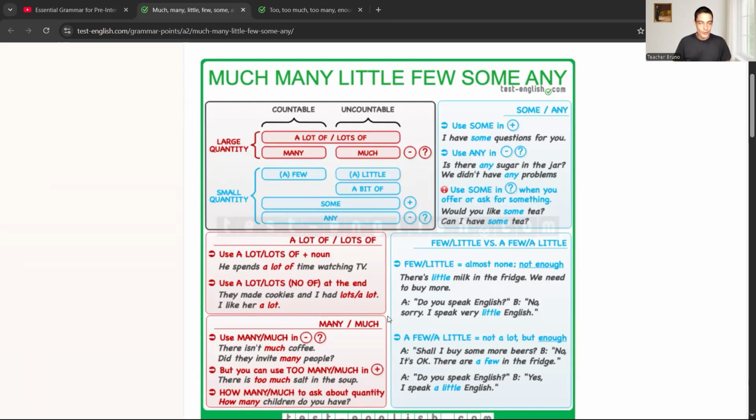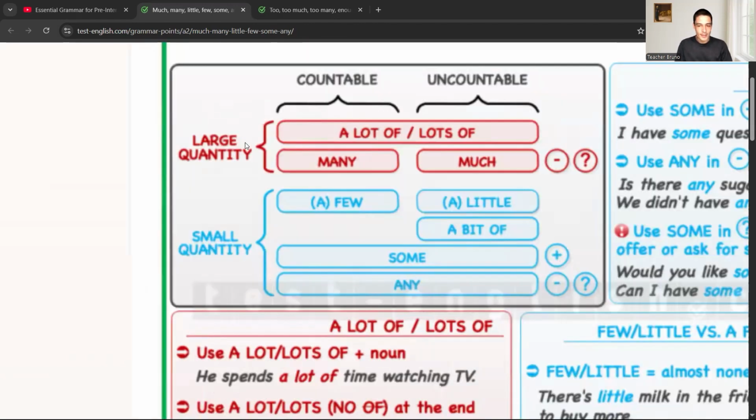This is me, teacher Bruno, and today we're going to study quantifiers, how to quantify objects and things. This is lesson number 10 of our playlist for pre-intermediate students. The first topic we're going to cover today is the use of much, many, little, and few, among other things, of course. So let's start with large quantities.